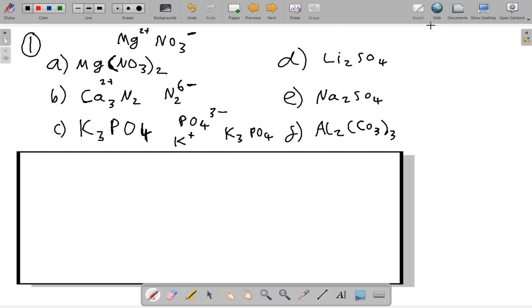And for part D, lithium sulfate, if we look at the periodic table, lithium is plus 1 and the sulfate has an overall charge of 2 minus. And for part E, sodium is plus 1 and the sulfate is 2 minus. So we need 2 of these and 2 sodiums again.